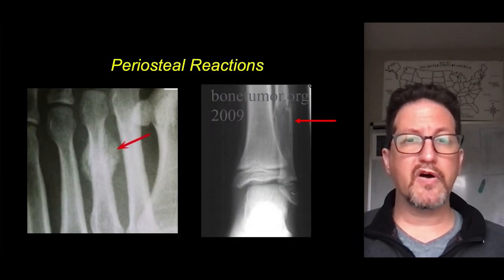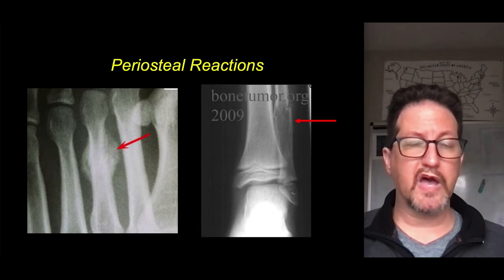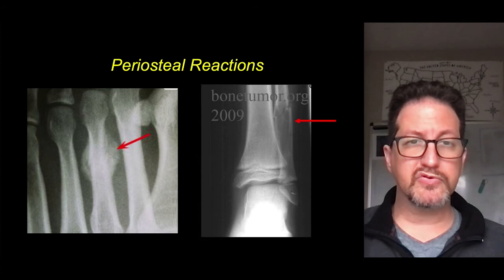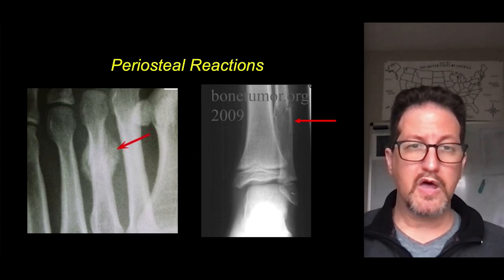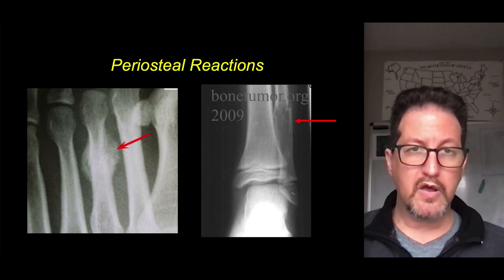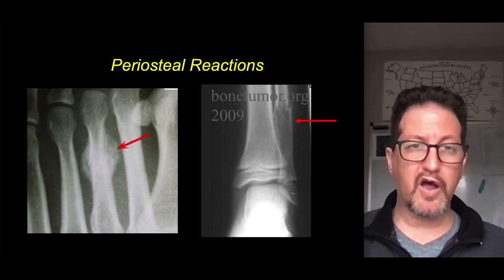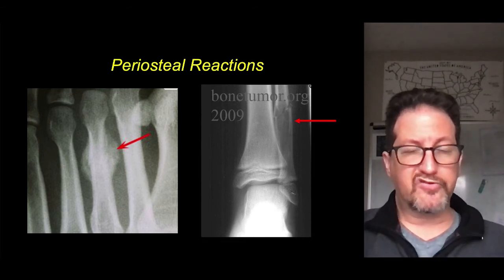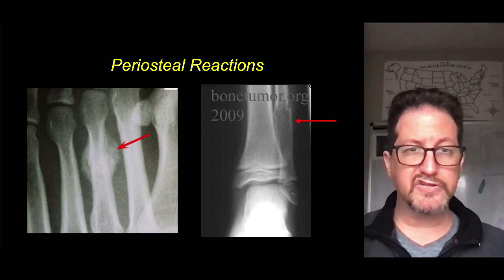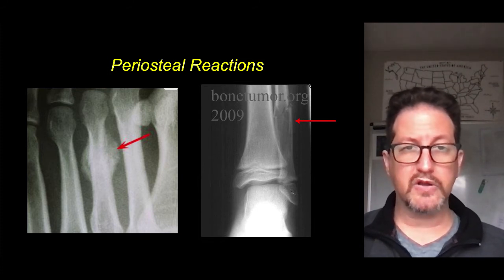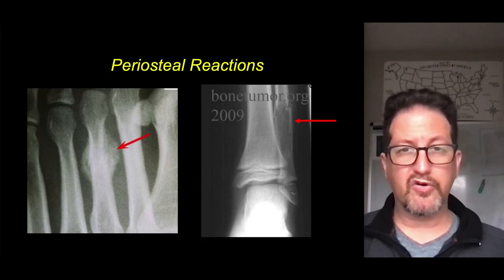Okay, here are a couple of other examples of periosteal reactions. The one on the left is simply a fractured third metatarsal, and it has a bone callus around it. So that is benign. It's a solid periosteal reaction. You can see there's none of the other characteristics like spiculations or lamellations to it. It's pretty solid, and that is due to the excessive motion that's occurring at the third metatarsal.